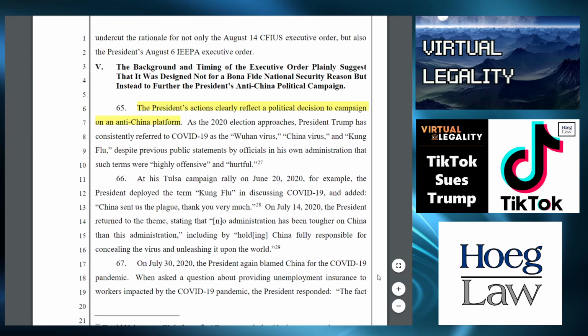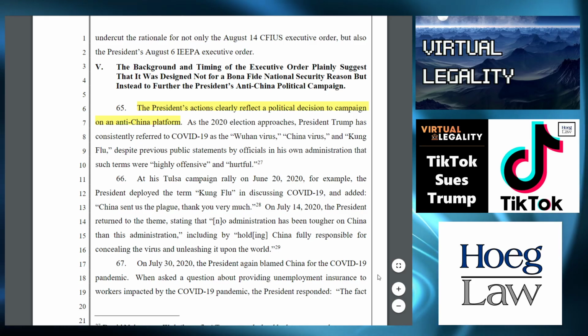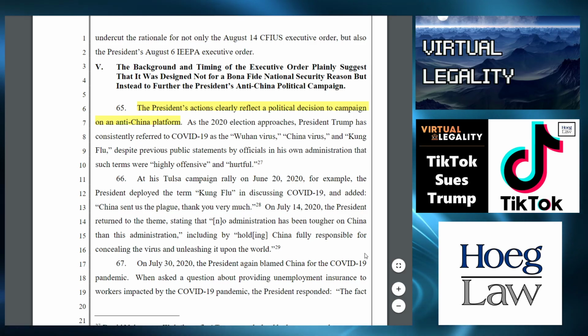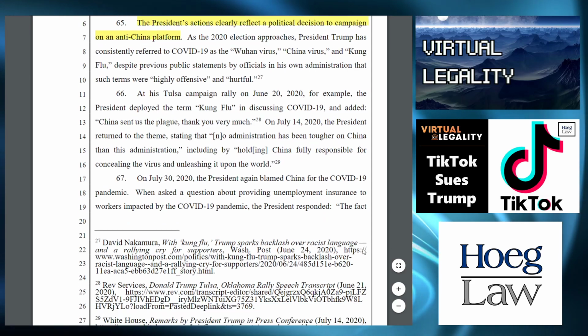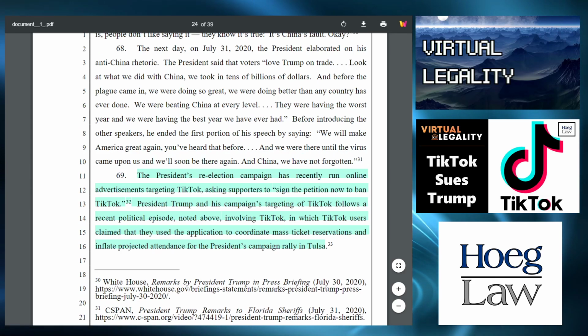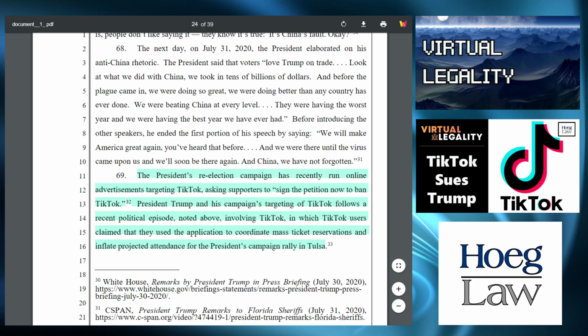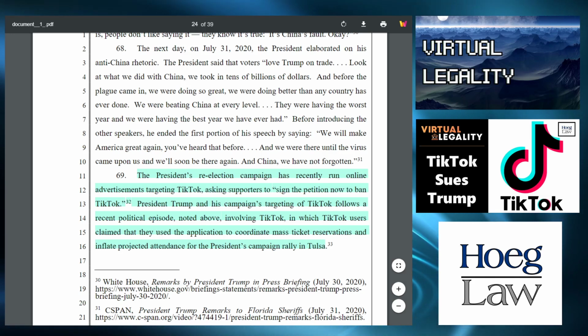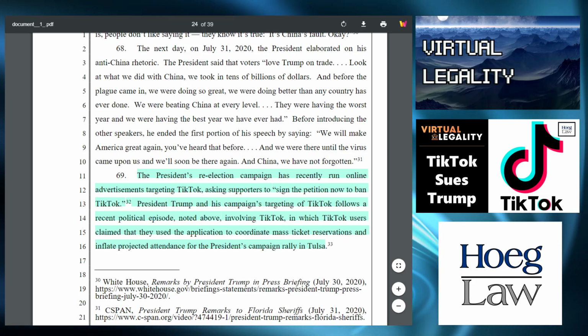The background and timing of the executive order plainly suggests that it was not designed for a bona fide national security reason, but instead to further the president's anti-China political campaign. The president's actions clearly reflect a political decision to campaign on an anti-China platform. That may well be the case, and they have a lot of paragraphs that suggest that it is, but it doesn't actually speak to the question of whether there is or is not a national emergency. Certainly, there are a lot of areas in which a president can decide to focus or not focus, and the president is allowed to choose those areas based on what they think will help them get reelected.